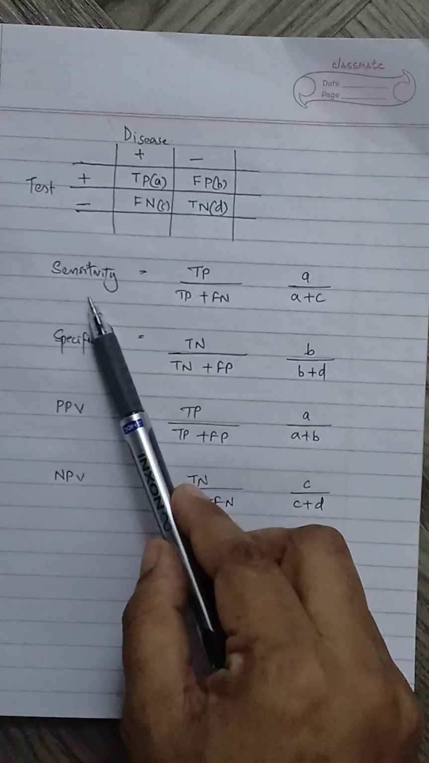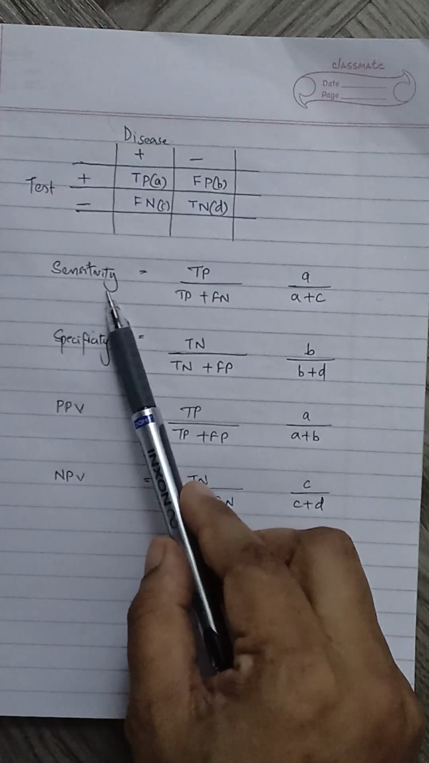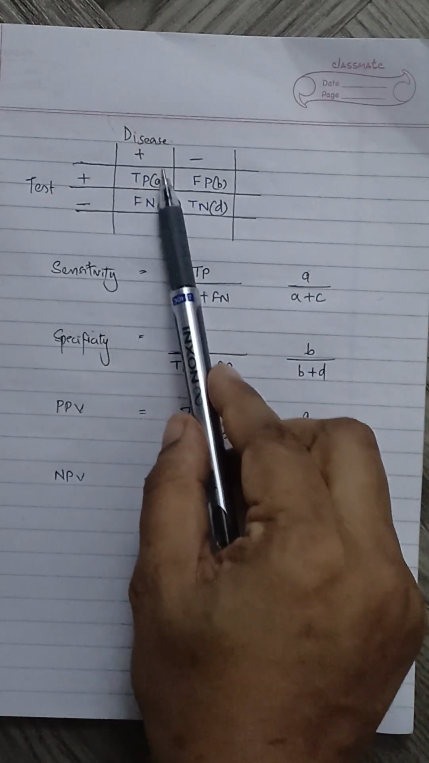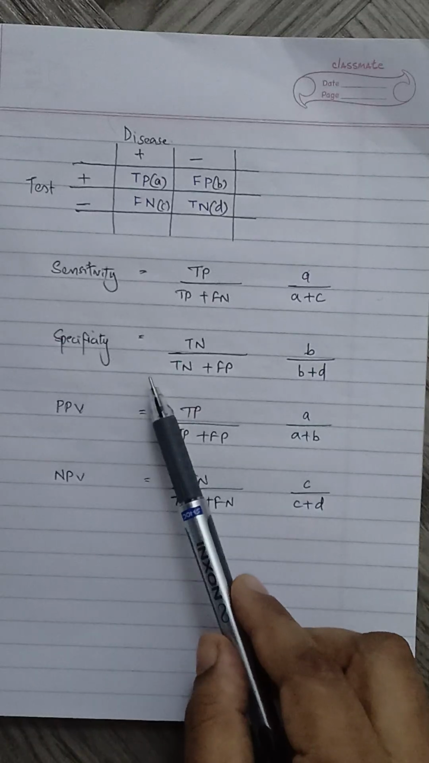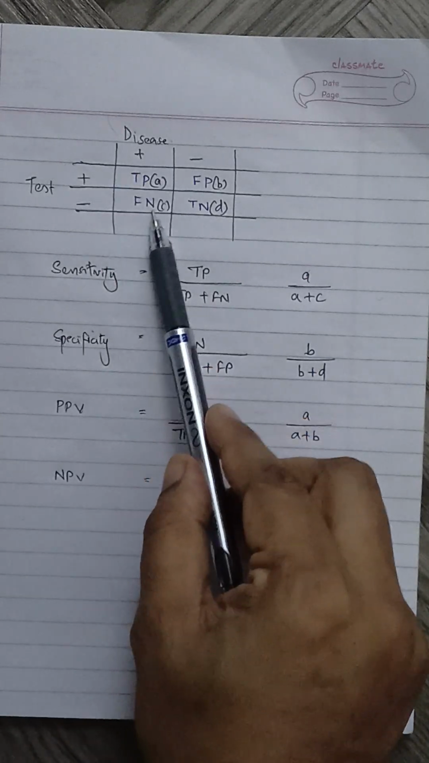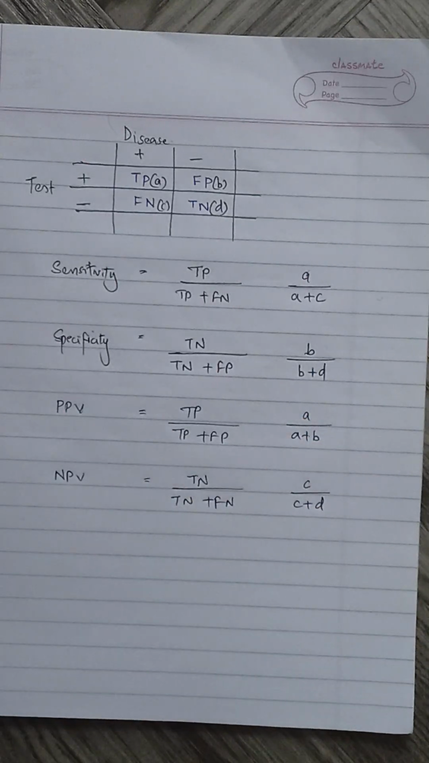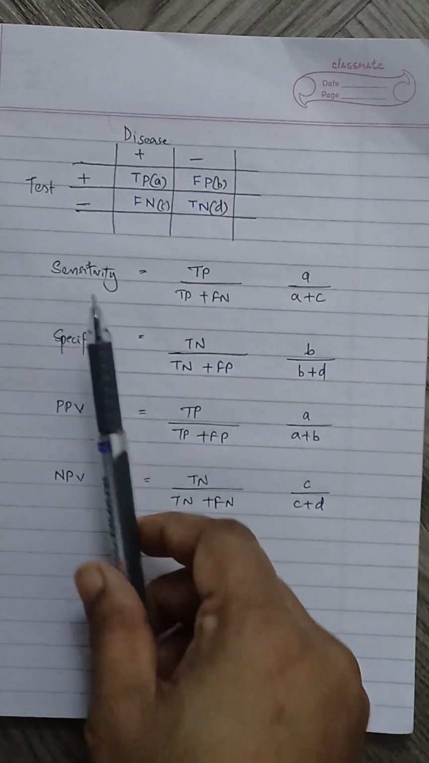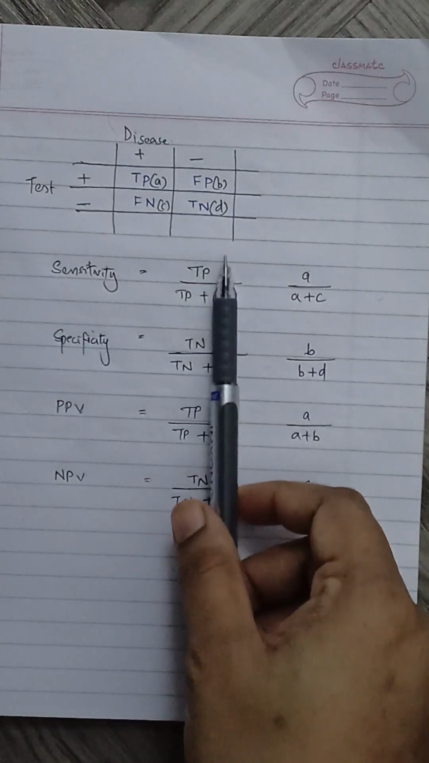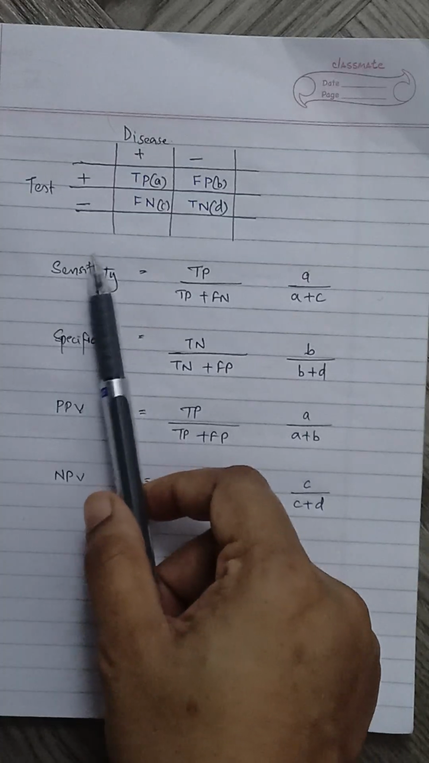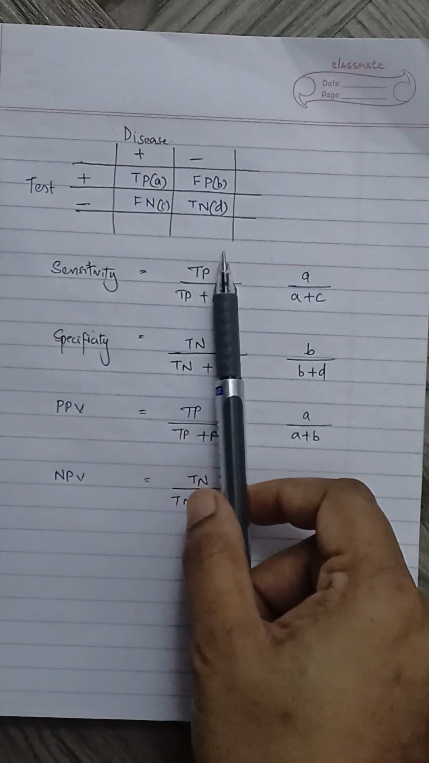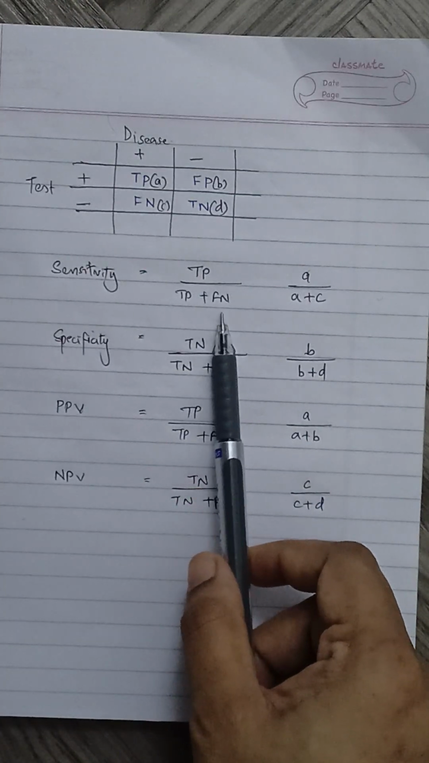For example, if this test is 100% sensitive, that means we have 100% true positive. That means true positive will be 100 and false negative will be 0. We'll have nobody who tests negative if at all they have the disease. But no test can be 100% sensitive and 100% specific. So you understand what is sensitivity. It is a measure of true positives. So if sensitivity increases, true positive will increase and false negative will decrease.